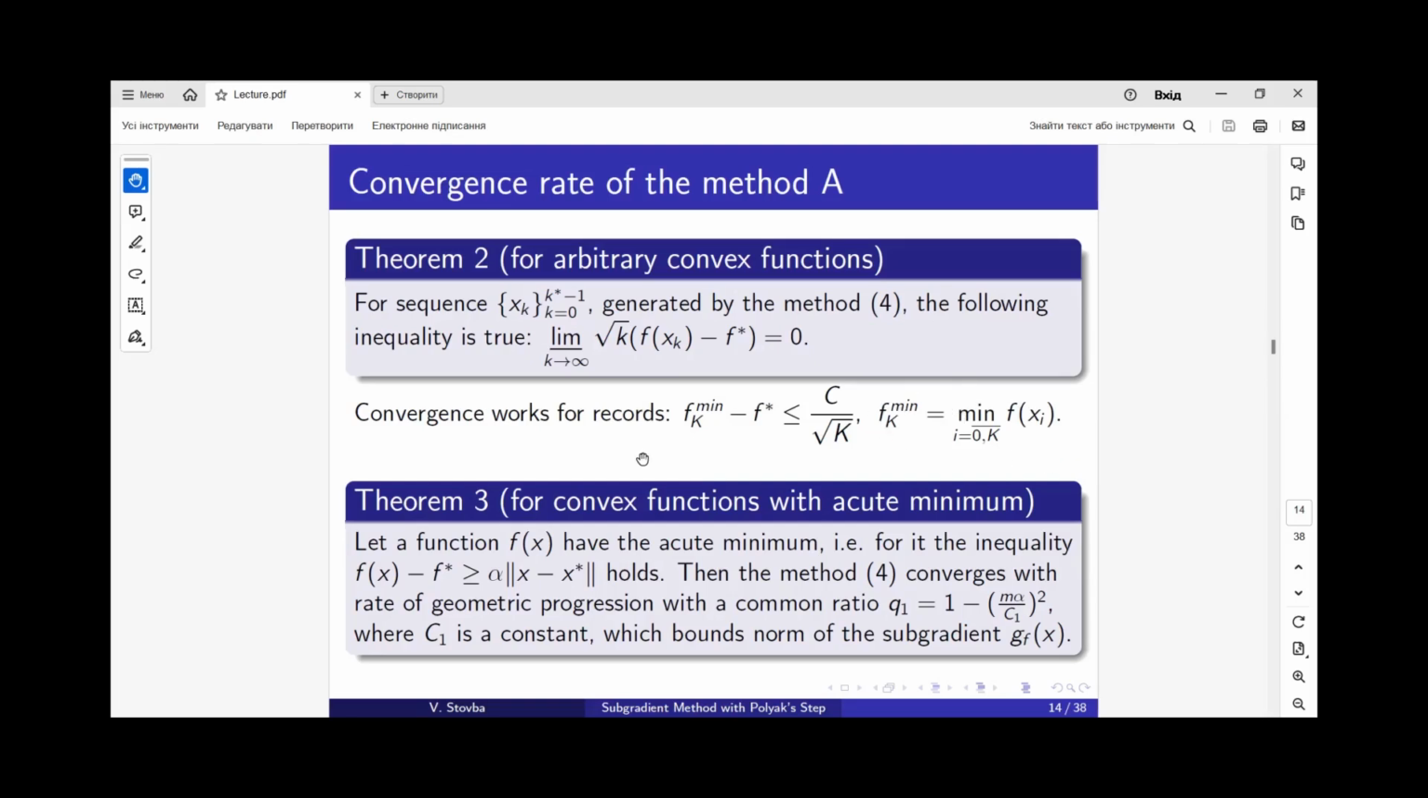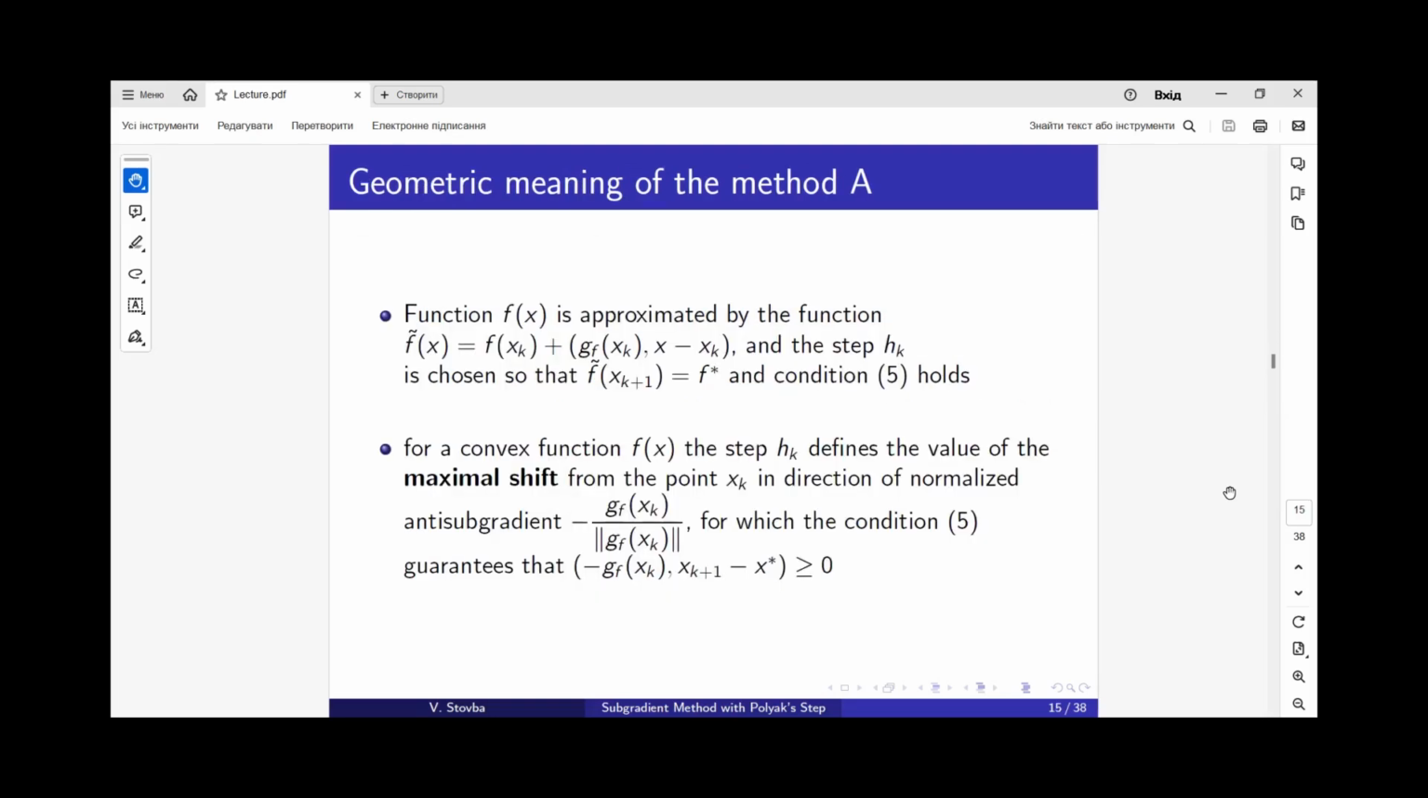Also, we have theorem 3, and if we consider convex functions with acute minimum, for which this inequality holds, then method 4 converges with the rate of a geometric progression with a common ratio q1, which is here, and C1 is some constant that bounds the norm of the subgradient g_f(x). So the geometric meaning of the method says that we have some function f, and it is approximated by a function of this kind. And the step h_k is chosen so that this equality holds and condition 5 that I stated before holds.